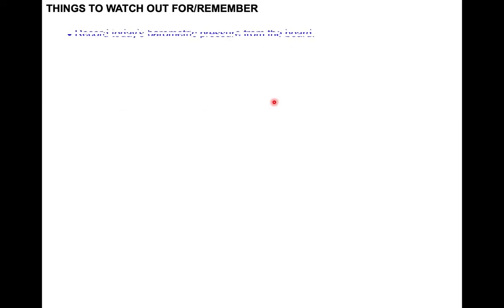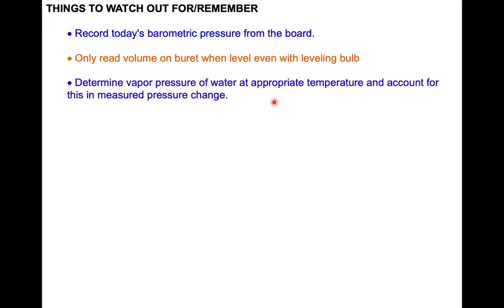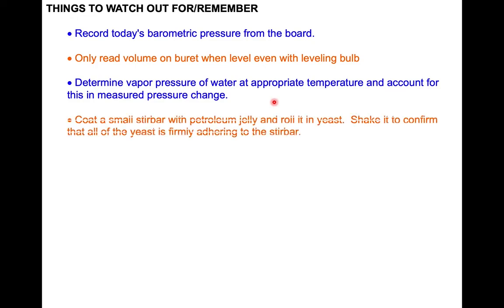So things to remember and watch out for in this experiment. Record today's barometric pressure from the board. Your lab assistant should put that on the board. Only read the volume on the burette when the level is even with the leveling bulb. If they're not even, you want to move the leveling bulb until the level in the burette and the level in the leveling bulb are equal. Determine the vapor pressure of water at the appropriate temperature and account for this in the measured pressure change. So measure the temperature of the water bath, look up in the table the vapor pressure of water at that temperature, and subtract that from your atmospheric pressure.